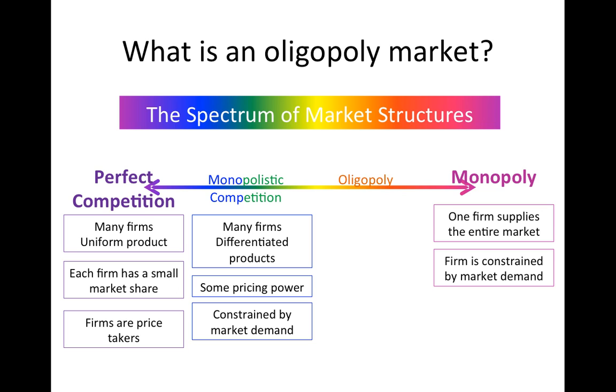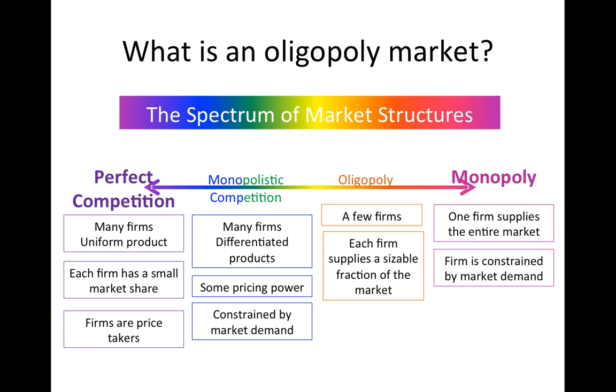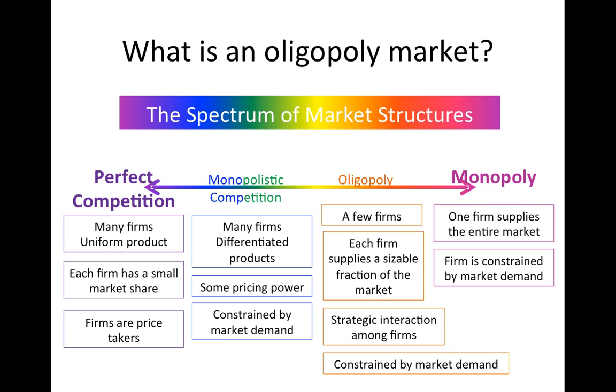The last type of market structure is an oligopoly. Oligopoly markets consist of a few firms, each of whom has significant market share. Because there are only a few firms in the market, they interact strategically with each other. If firms are acting strategically, this means that each firm is considering what the other firms in the market are doing when making its price and output decisions. Like all firms that supply a considerable fraction of the market, oligopoly firms are constrained by the market demand.